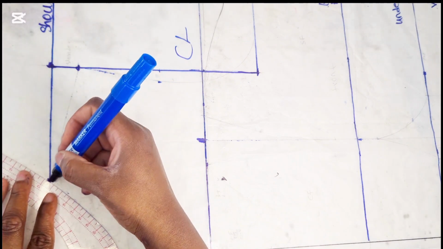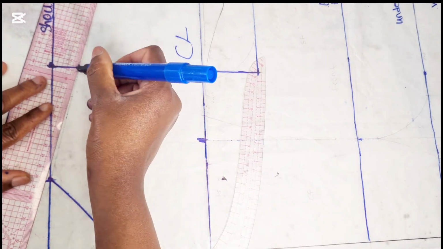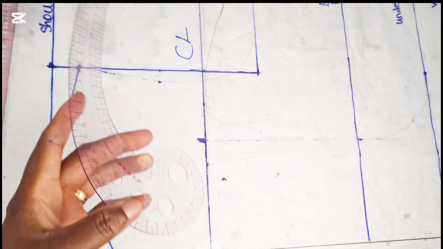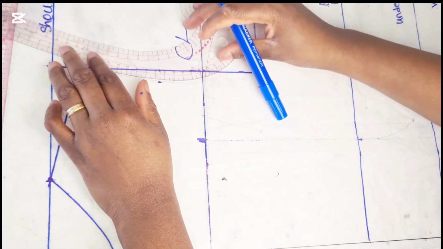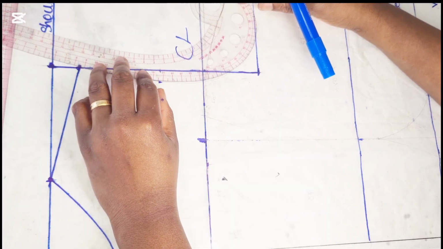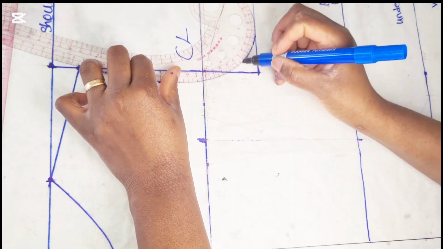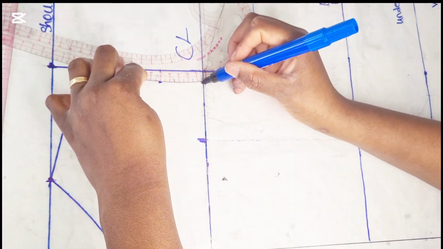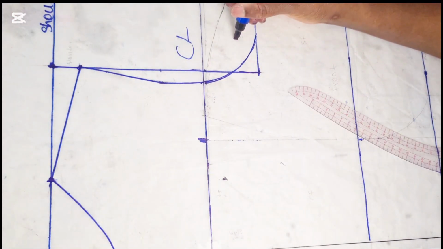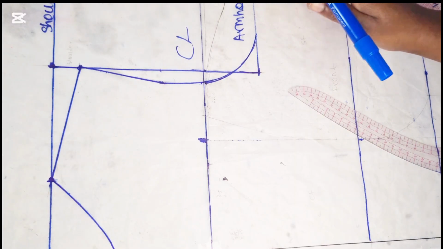But I'm just drafting. We're not going to need all these things. I'm just drafting a normal basic bodice so that you can understand it better. Then I'm going to connect my shoulder slant. But for this dress, we don't need all these things. I just want to make it easy so that you understand it. Then from here, I'm going to place my armhole curve and connect it to the shoulder point or to the shoulder line. Then I will label my armhole. This is my armhole line now.